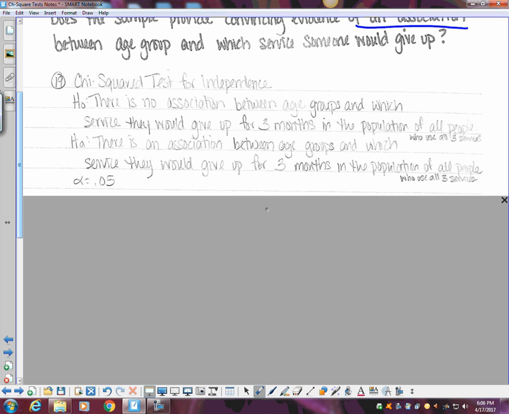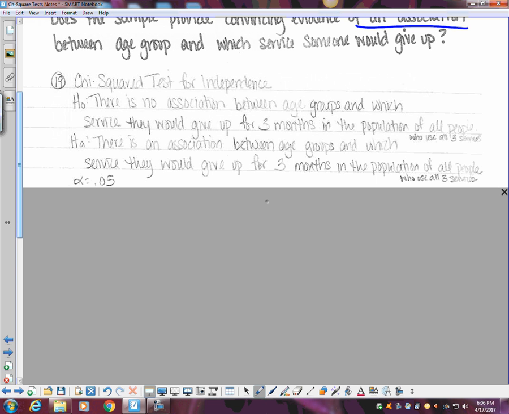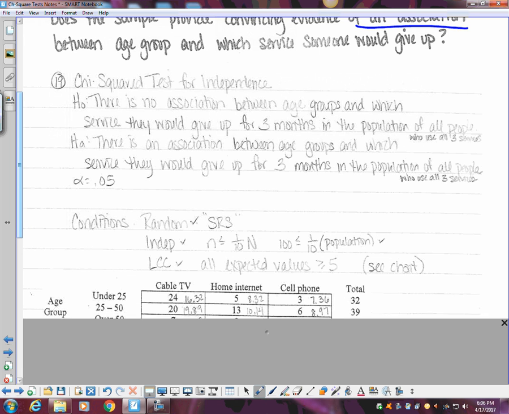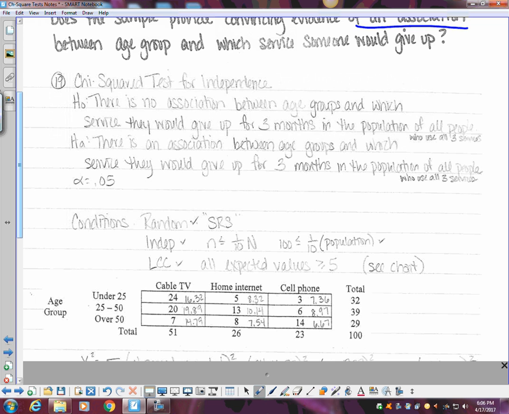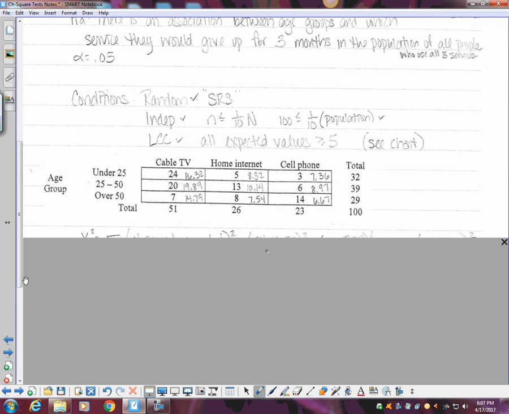My null and my alternate. My null is going to be, and again, I'm looking for evidence of an association, so my null is there's no association between age group and which service they would give up for 3 months in the population of all people who use all 3 services. And again, that's just going back and not being lazy and making sure you really nail down who this population is. Independent. So again, are these 2 variables independent or not? H sub A, there is an association. I'm going to set my alpha at 5%, and I'm going to check my conditions. Random, it said that it was a random sample. Independent.